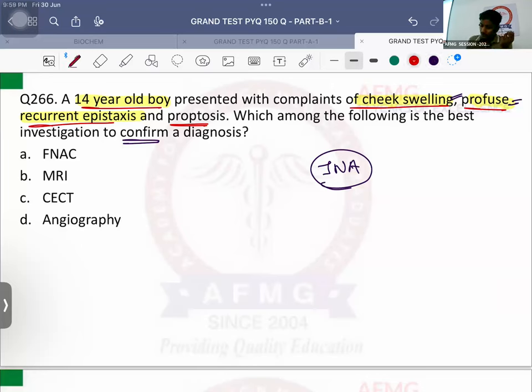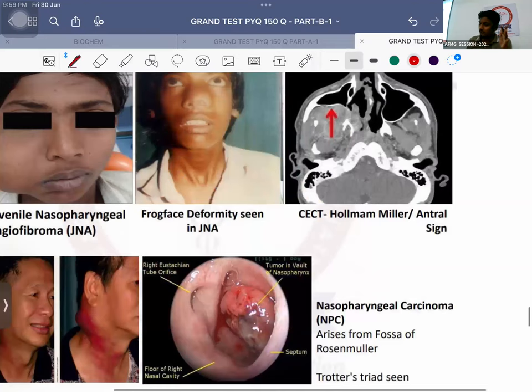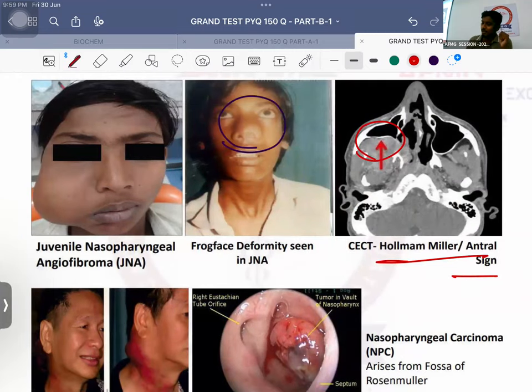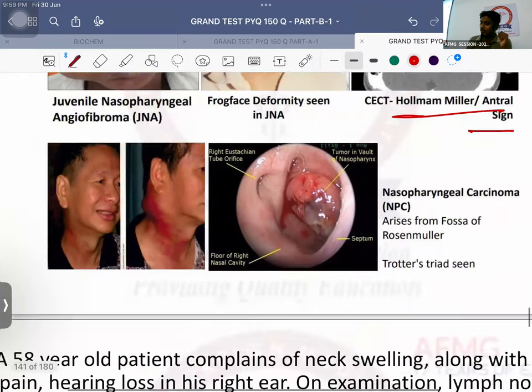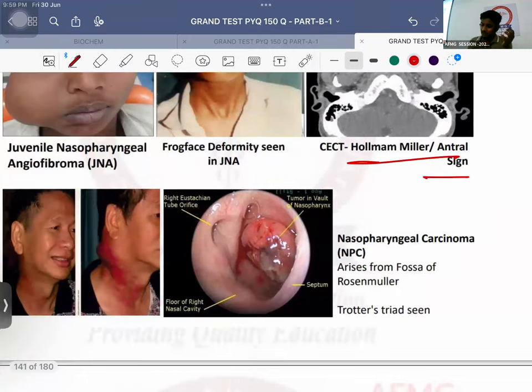Therefore, the investigation of choice should be CECT. If you do a biopsy, the patient will bleed to death. Okay, CECT will tell you about the source, and which sign will be seen on CECT? Holman-Miller sign, also known as the antral sign. Which deformity is seen in the child? Frog face deformity. What is the treatment of choice? Surgical excision. Two questions were asked this time in FMG.